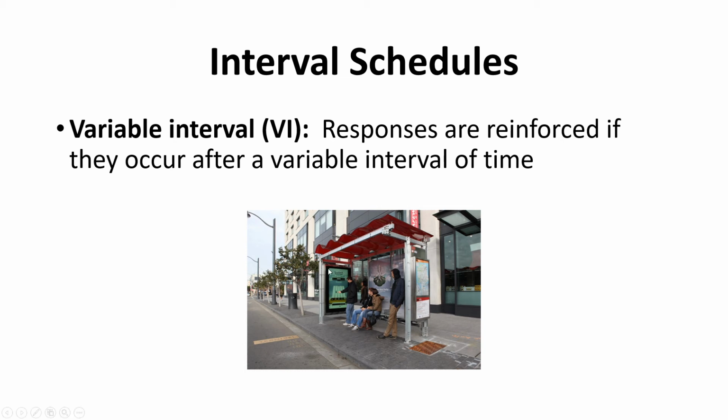An example of this is waiting for the bus. Maybe the bus is supposed to come every 15 minutes, but if you've ever waited for a bus, it's very rarely exactly on time. So sometimes the bus comes sooner, maybe it's going to be there in 10 minutes. Or maybe it's going to take longer and it won't be there until 20 minutes. So there's some variability in that schedule of reinforcement.